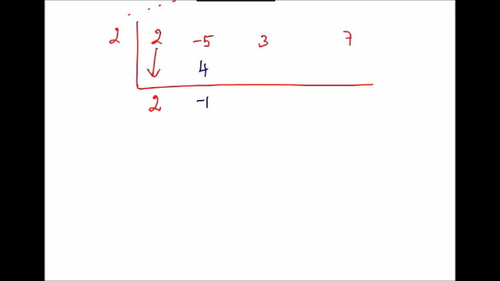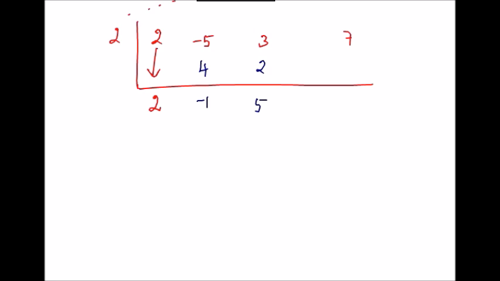Now we are going to repeat the same thing again. Multiply the number in the division box with the number that you brought down and put the result in the next column. Okay, we are going to multiply it. -1 times 2 is -2, and adding 3 plus -2 will give you 1. We are just going to repeat the same set of steps again and again until we get a remainder.